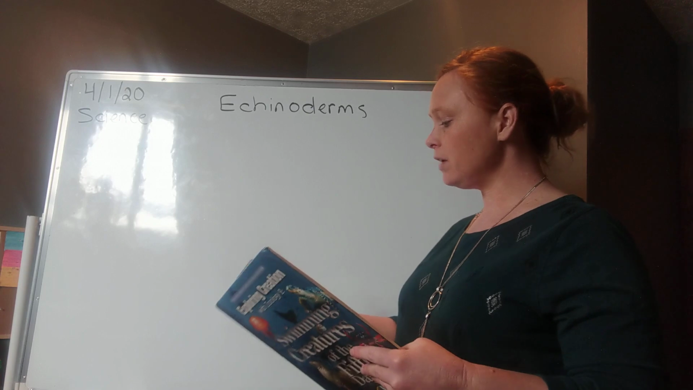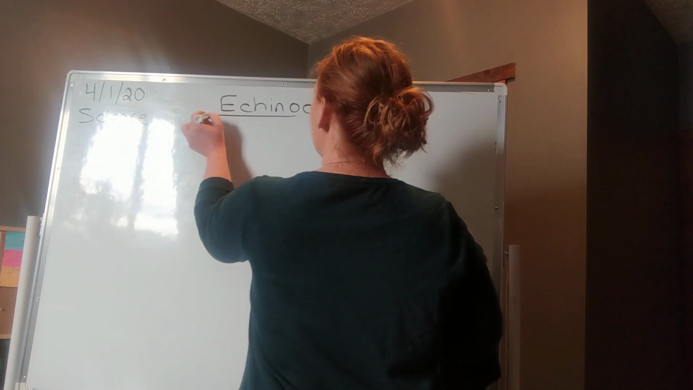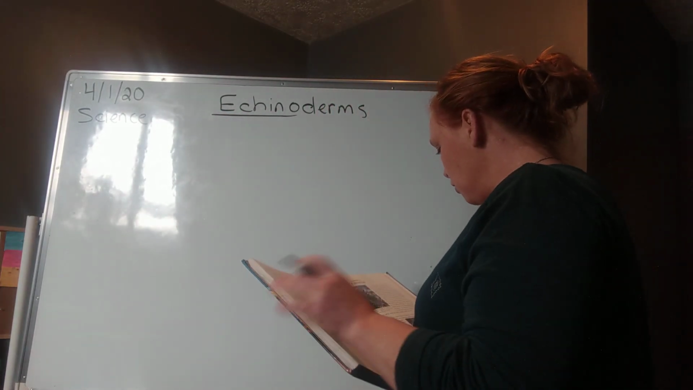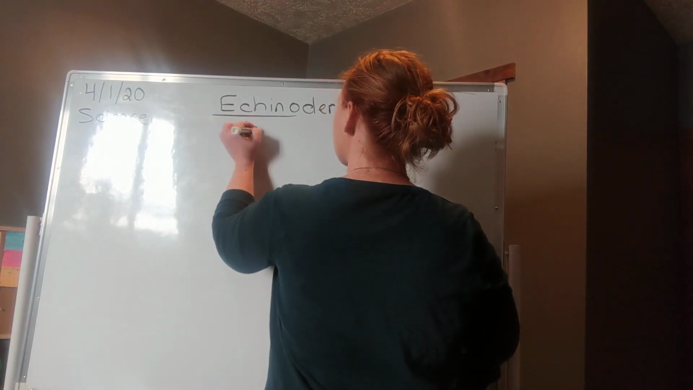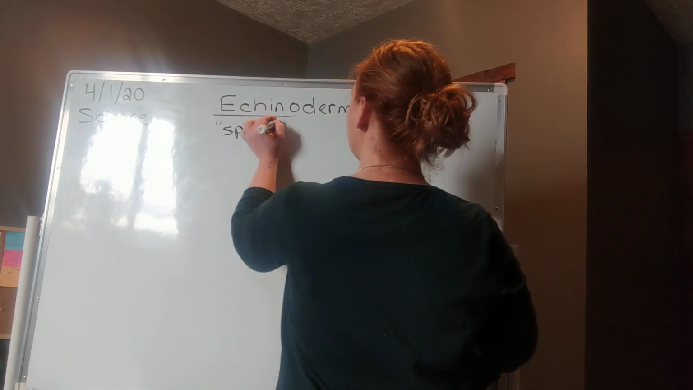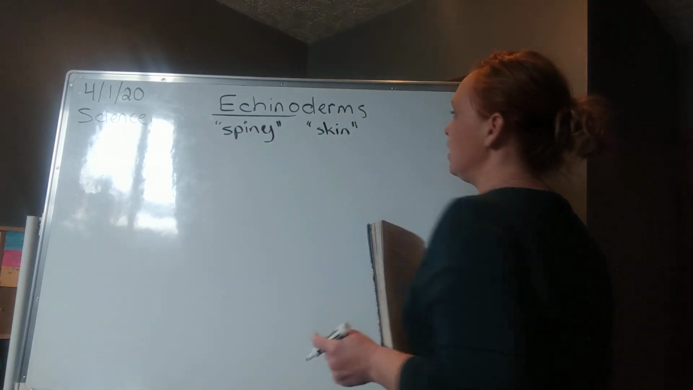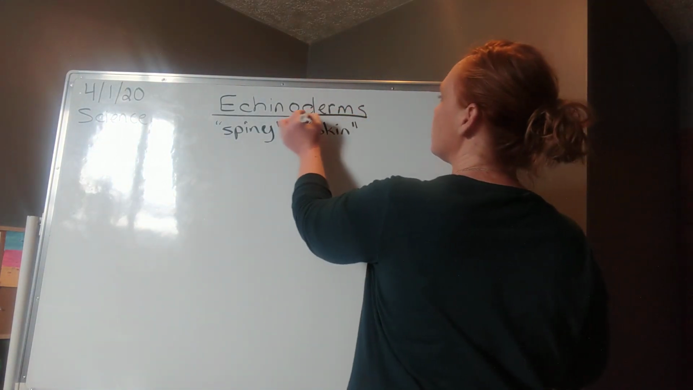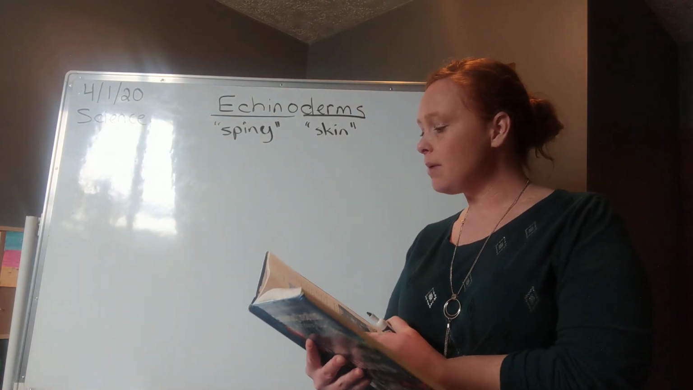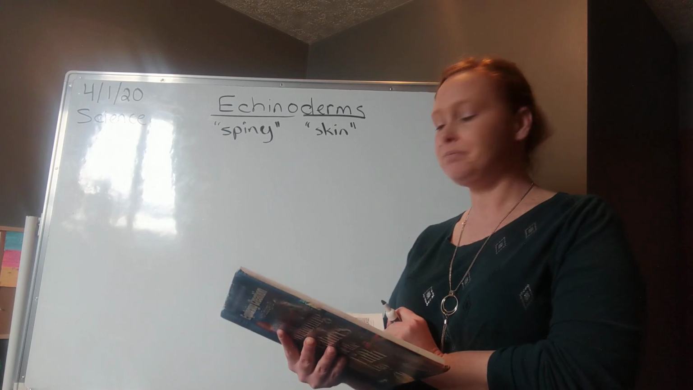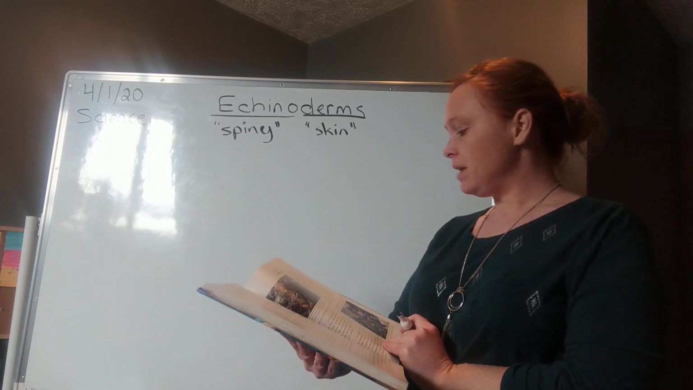Echinoderm comes from two Greek words, echino and derma. So echino comes from the Greek word spiny, and derm, if you remember, we've used this one before, means skin. So echinoderms actually mean spiny skin. And as you heard, some of the animals that we'll be learning about are a starfish, a sea urchin, and a sand dollar. Thus, echinoderm means spiny skin.